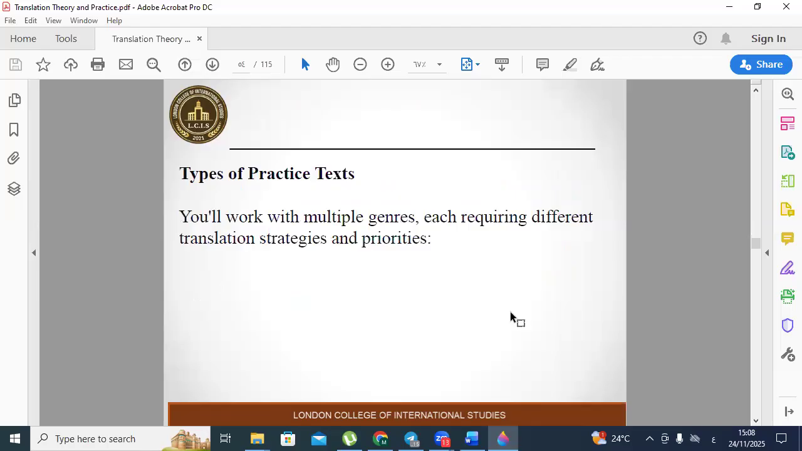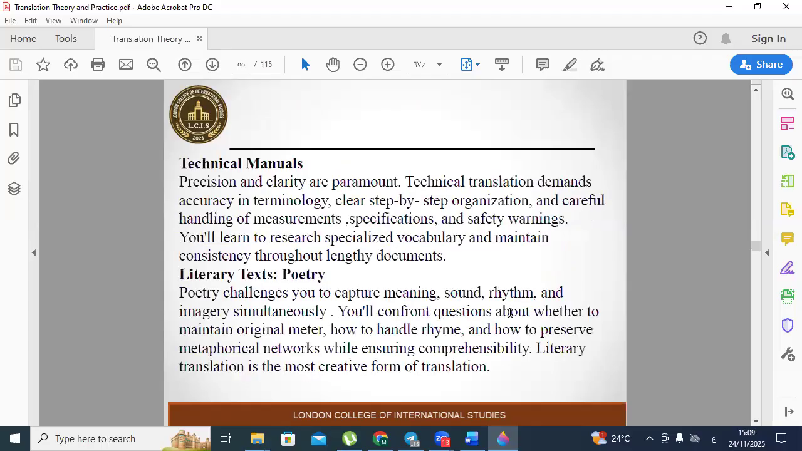Types of practice texts. You will work with multiple genres, each requiring different translation strategies and priorities. Technical manuals: precision and clarity are paramount. Technical translation demands accuracy in terminology, clear step-by-step organization, and careful handling of measurements, specifications, and safety warnings. You learn to research specialized vocabulary and maintain consistency throughout lengthy documents.